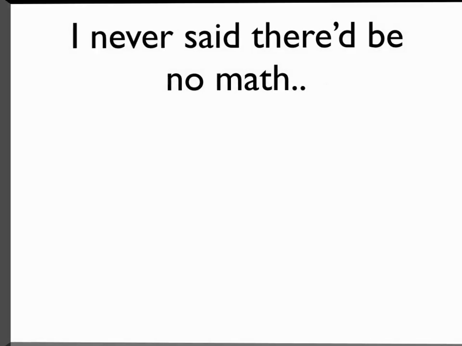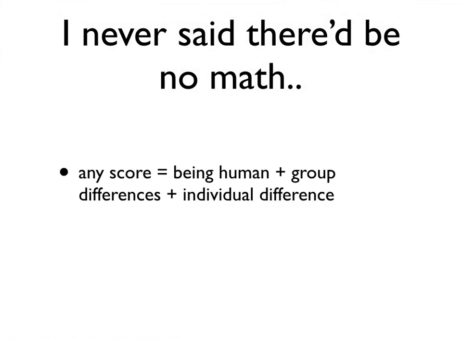Okay. So any score is a combination of a few different things. The first thing is just being a human being. There's a baseline level, and that's going to be the same for all of us. And then scores go up or down because of two things. If you're in a different group, and because you're different people. Okay? There's some baseline level that we all have, and then scores are elevated or depressed based on individual differences and group membership.